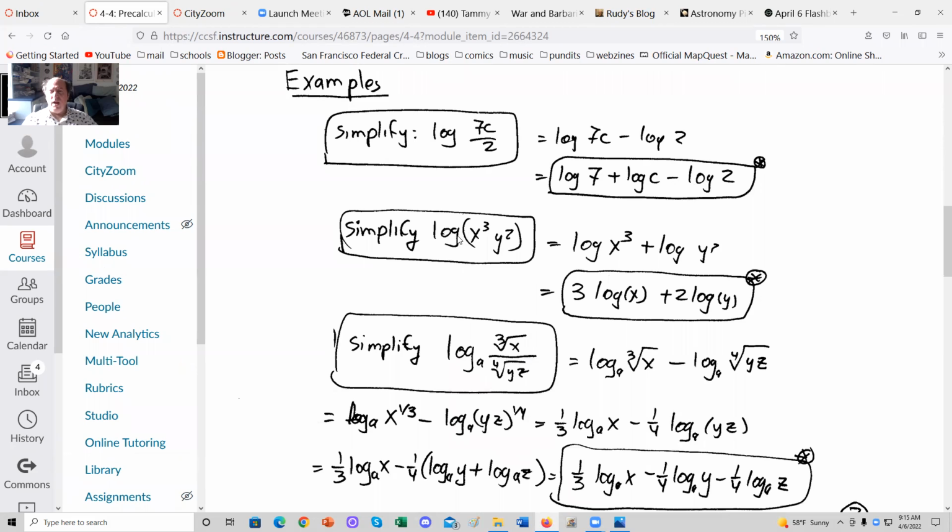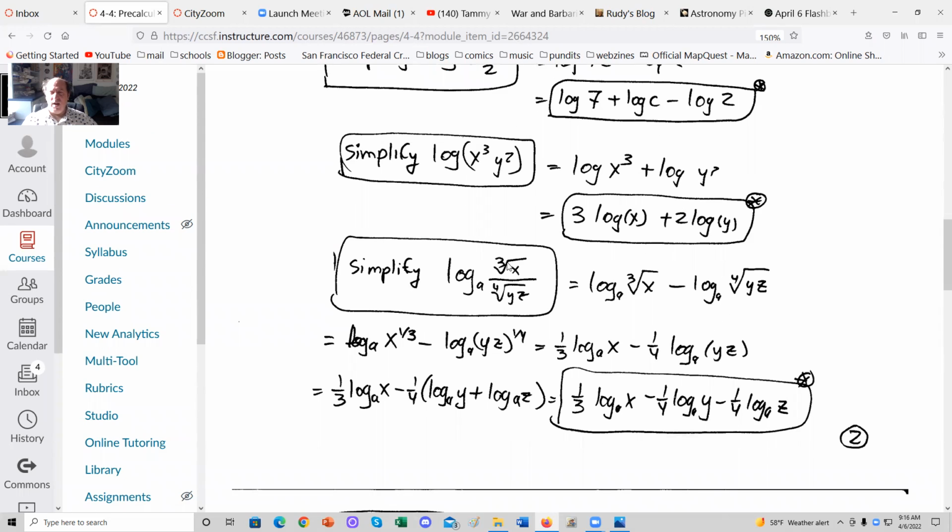We have log of x cubed y squared. What's that? Well, logarithm turns this product into a sum, log of x cubed plus log of y squared, and it turns a power, which is a repeated product, into a product, which is a repeated sum. So log of x cubed is 3 log x, all that plus log of y squared is 2 log y.